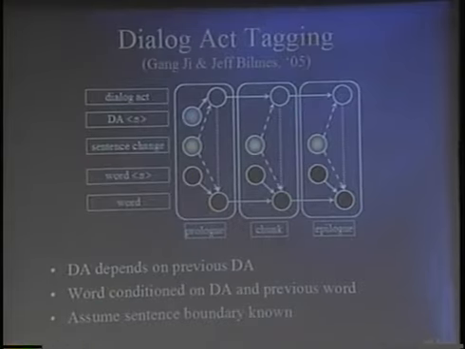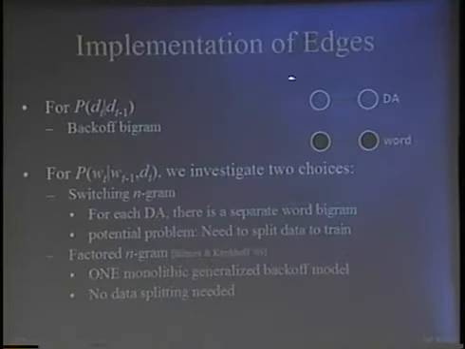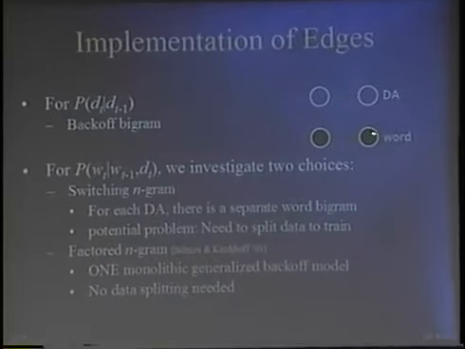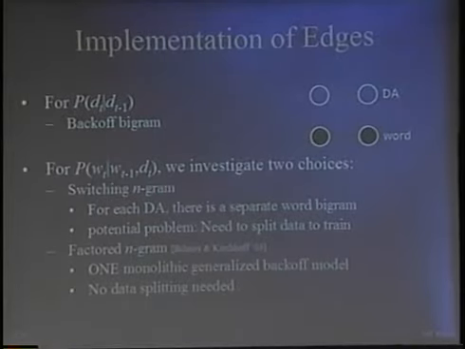We've also tried these kinds of models on dialogue act tagging, and we have generative models for dialogue act tagging. And then the key question here is, what should this model be, the probability of the word given a dialogue act and a previous word? We tried two different schemes, one of which is to use a switching n-gram, where for every dialogue act you basically switch between a different back-off language model of the words. And the other scheme we tried was a factored n-gram.